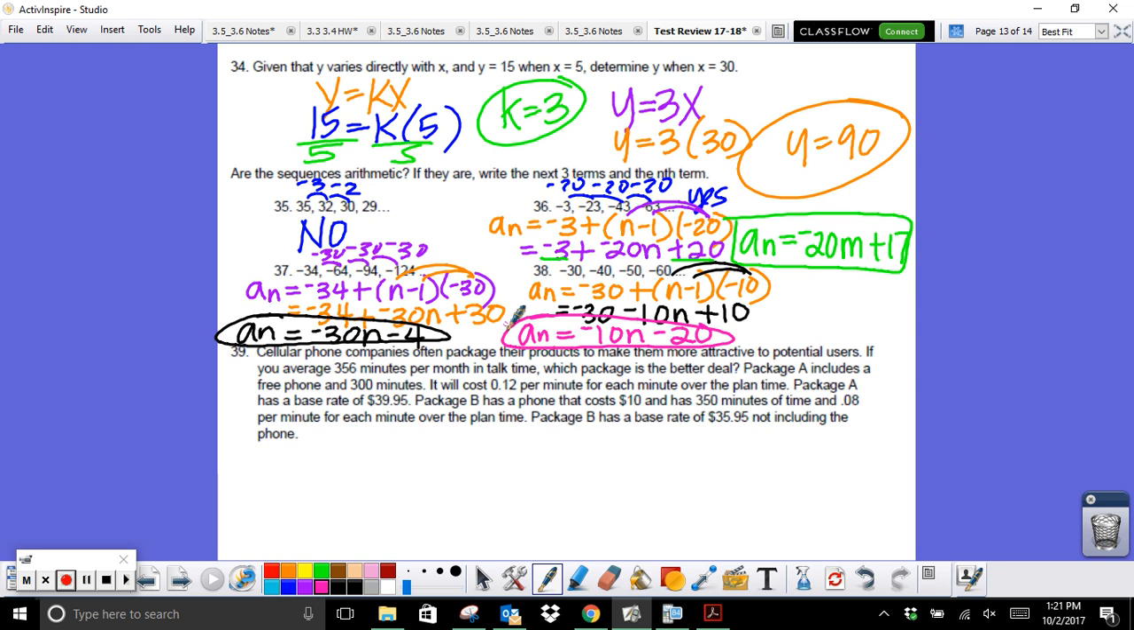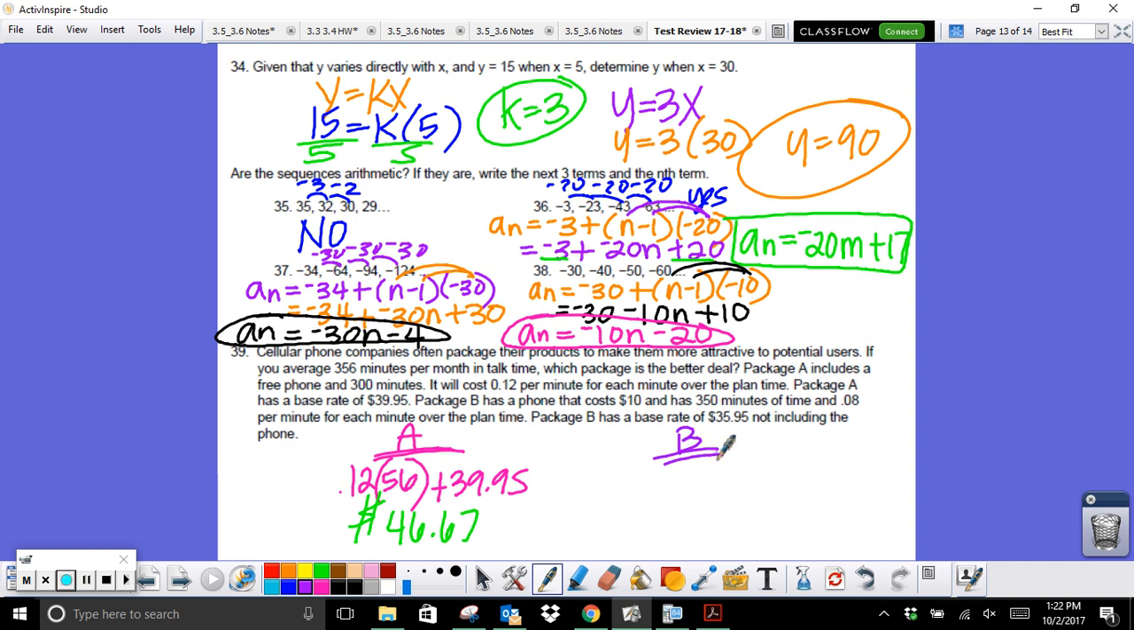Okay, and we're seeing how much it would cost to talk for 356 minutes. So I'm going to look at package A first. All right, so package A, it says it includes 300 free minutes. Okay, and then it's 12 cents per minute over. So 12 cents, if we talk for 356 minutes, that means I'm gonna have to pay for 56 minutes. And then you also have a base rate of $39.95. If I plug that all into the calculator, I'm not gonna waste your time doing that. It's $46.67.